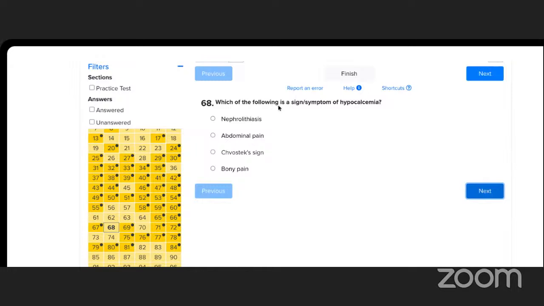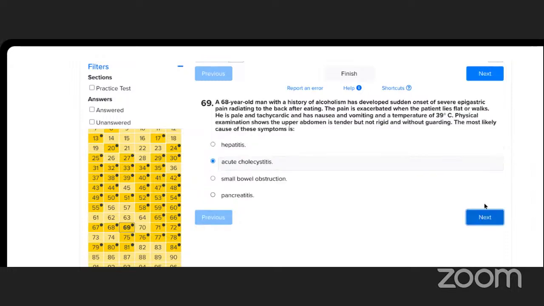Which of the following is a sign and symptom of hypocalcemia? Hypocalcemia is low calcium. Think of if you're missing calcium in your bones or anywhere, which symptoms will you have? Abdominal pain we can rule out. Bony pain we can rule out. So B and D are out. I'm going to pick Stokes sign. Stokes sign is like that twitching. We'll go through more when we go to the answer section.